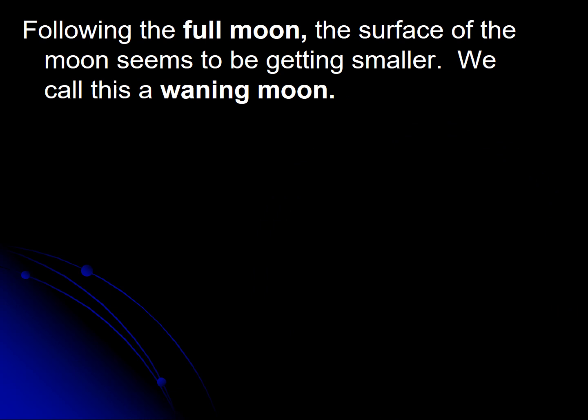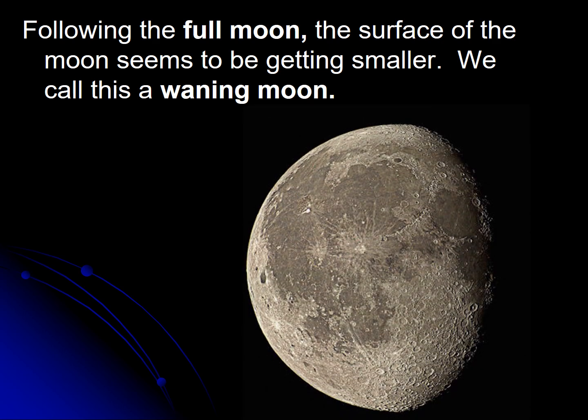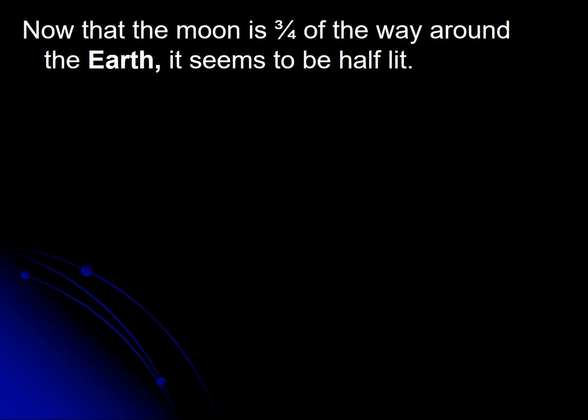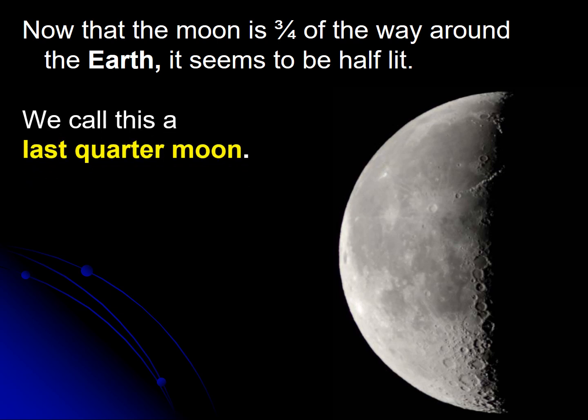Following the full moon, the surface of the moon seems to be getting smaller. We call this a waning moon. Waning means something that gets smaller. So this is a waning gibbous moon. Now that the moon is 3/4 of the way around the Earth, it seems to be half lit again. We call this a last quarter moon.